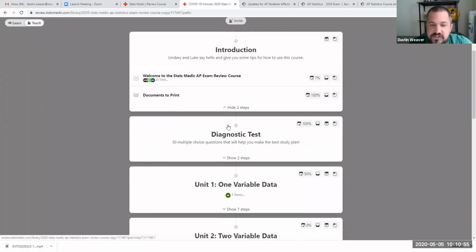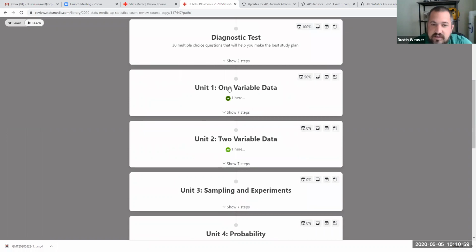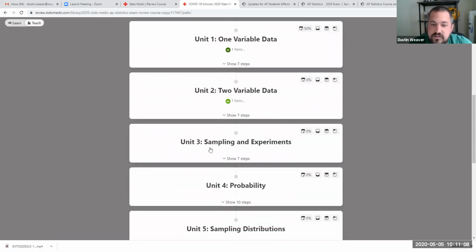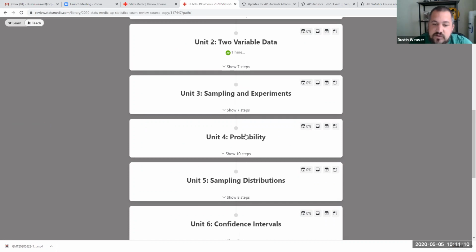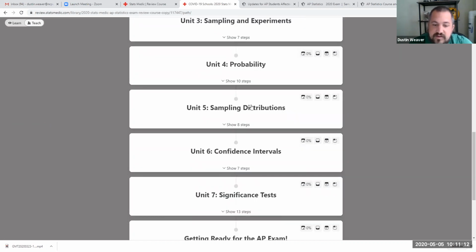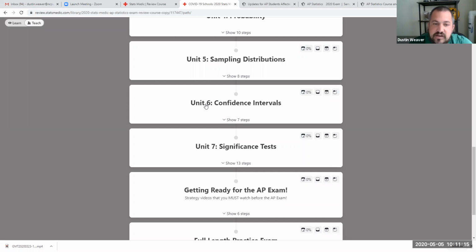So they have a brief introduction. They have a diagnostic test that we're going to talk about today. Then it goes through the units. Unit 1 is 1 variable data. That matches up with the AP exam. Unit 2 is 2 variable data. Unit 3, sampling and experiments. Unit 4 is probability. Unit 5 is sampling distributions.